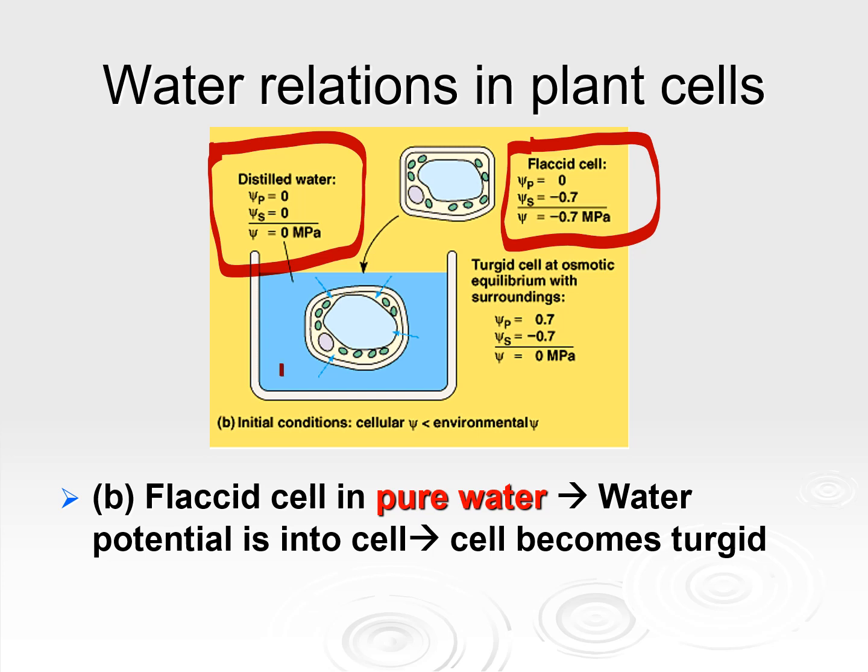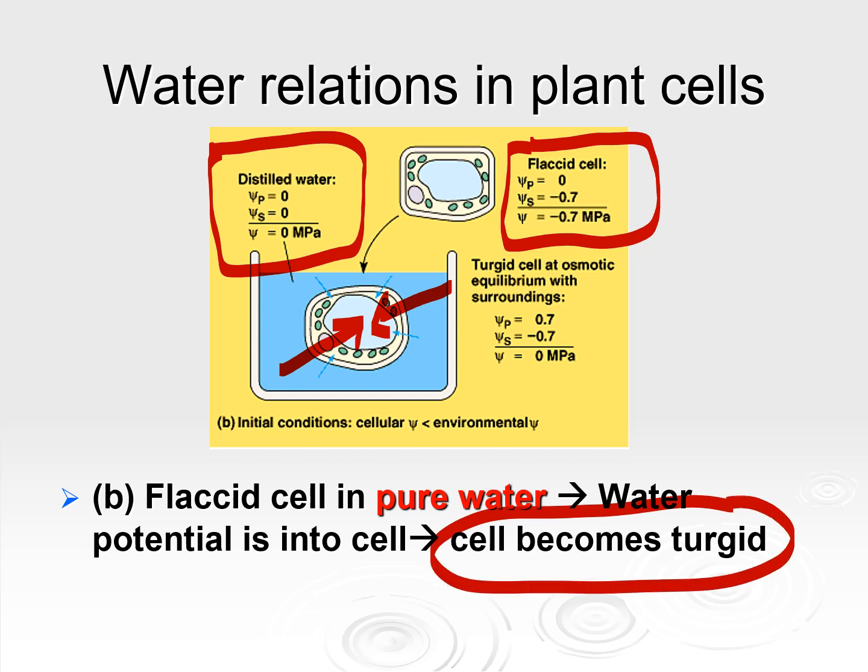That's right, it would move from the high water potential to the area of low water potential, or the area of hypotonic, fewer solutes, to the area of hypertonic, or more solutes. Therefore, the cell would become turgid, and the total water potential inside the cell will be at equilibrium with the water potential outside of the cell.